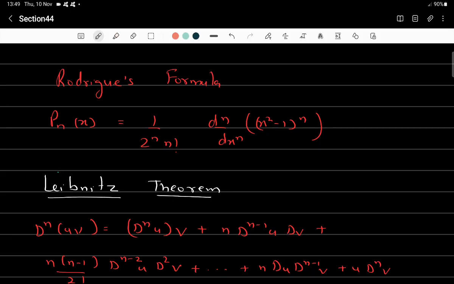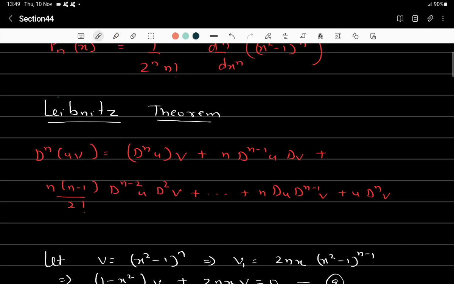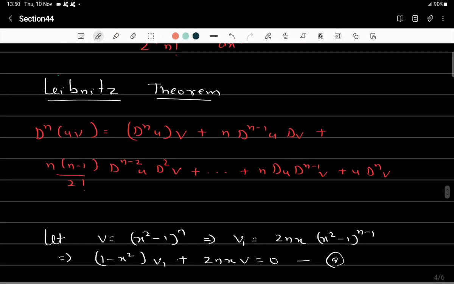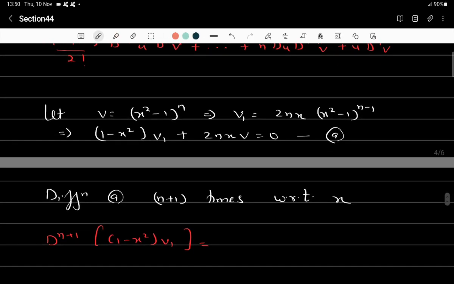To prove it, let's assume v is equal to (x² - 1) raised to the power n, and v1 means v', just the notation we are using. So v1 is 2nx(x² - 1) raised to the power n - 1. I want a differential equation in v, therefore I multiply both sides by (x² - 1) and replace (x² - 1) raised to the power n by v. If I take one side to the other, I will have (1 - x²)v1 + 2nxv = 0. Now let's differentiate this equation n+1 times using the Leibniz theorem.